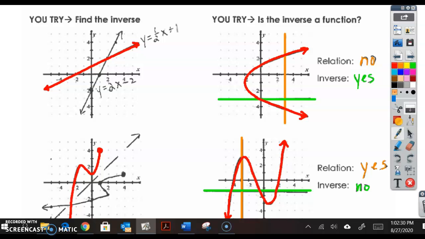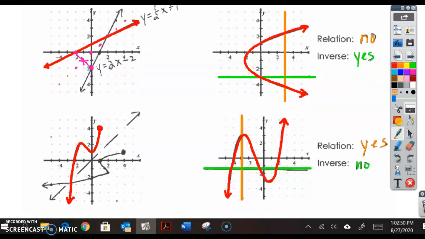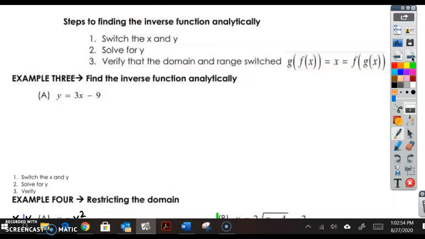But again, you're reflecting the points over the line y equals x. So that's just a great way to check yourself and make sure that whatever points you have are the same distance away from that line from both directions. Okay, and so is the inverse a function? We kind of just went over that. All right, so if you've got questions, you can ask about that in class.